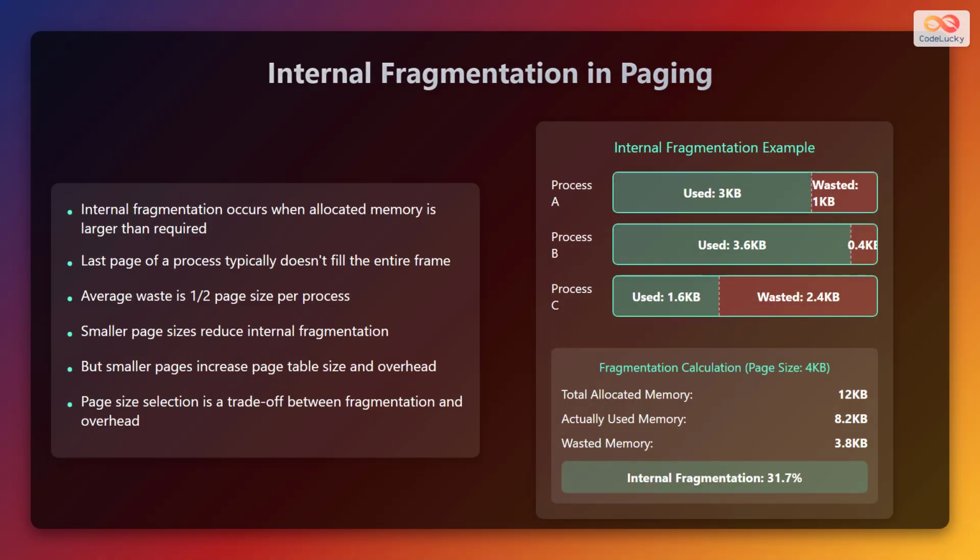In paging, internal fragmentation occurs when the allocated memory is larger than what is actually required by the process. This happens because the last page of a process typically doesn't fill the entire frame, leading to unused space within that frame. On average, the waste is about 1/2 of the page size per process. While smaller page sizes can reduce internal fragmentation, they also increase the page table size and overhead. Therefore, selecting the right page size involves balancing the trade-off between fragmentation and overhead. Smaller pages can minimize wasted space, but larger page tables consume more memory and processing resources.